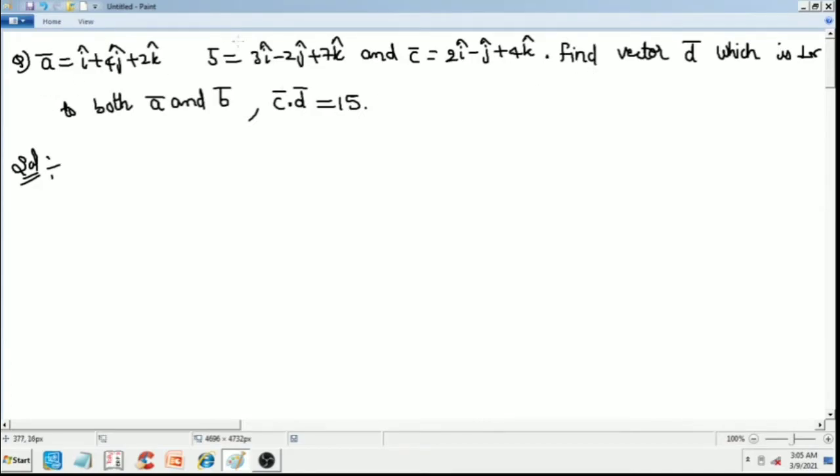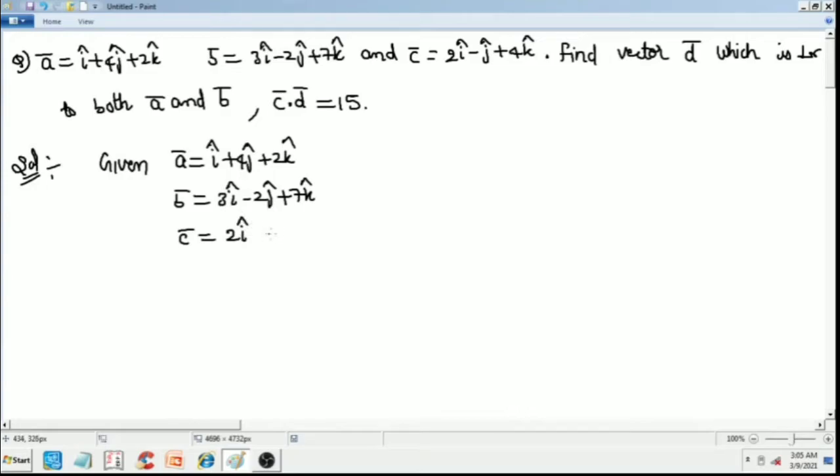This is one more problem. Here A bar, B bar, C bar are given vectors. Find vector D which is perpendicular to both A bar and B bar. So first of all, write the given. Given A bar is equal to i plus 4j plus 2k. B vector is 3i minus 2j plus 7k. C bar is 2i minus j plus 4k.